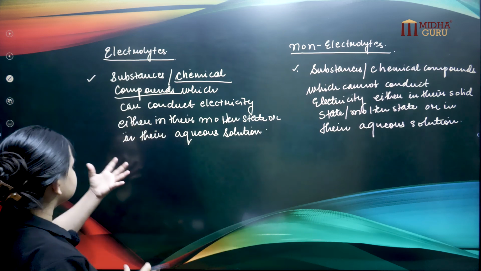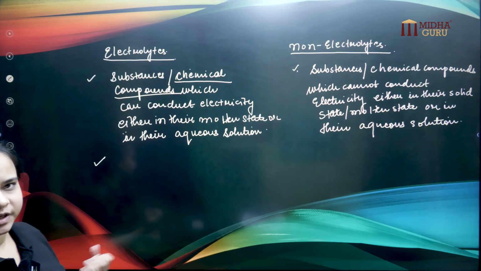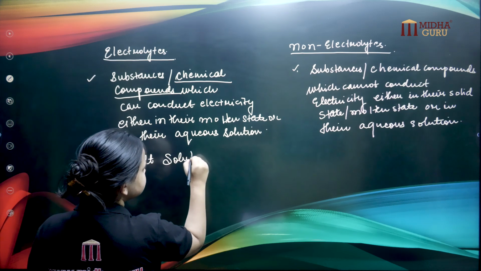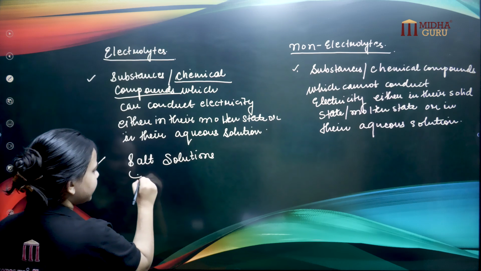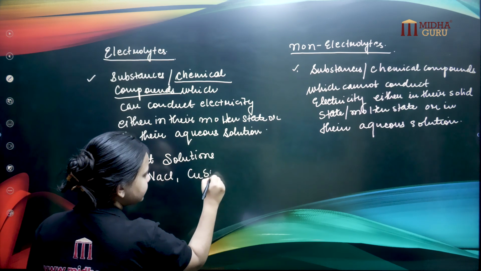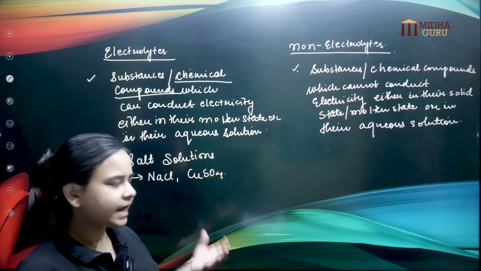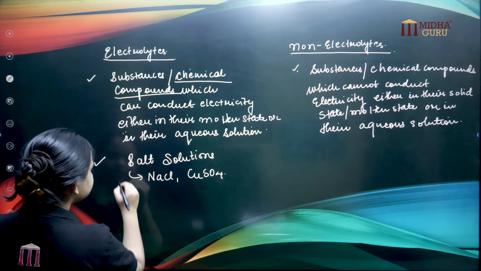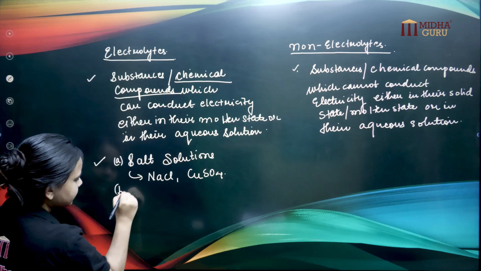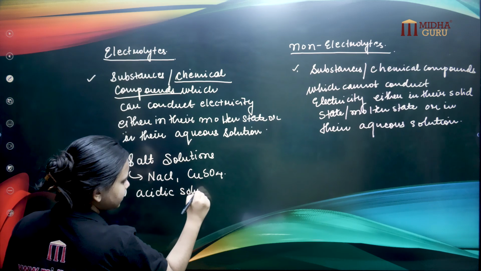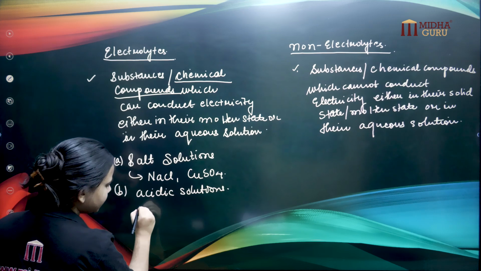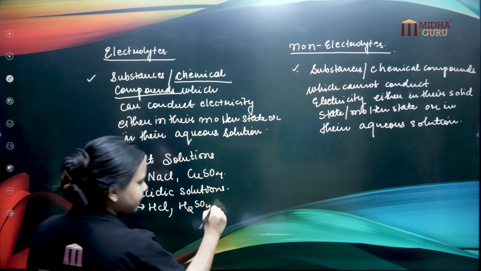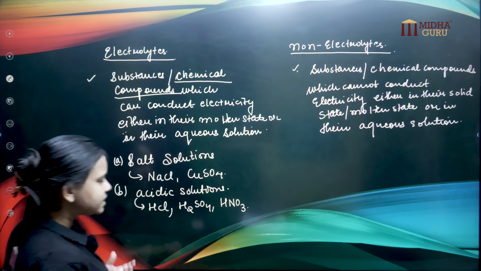Next, the prominent examples of electrolytes are salt solutions, such as NaCl, then copper sulfate. These salt solutions can conduct electricity and get dissociated. We will be discussing the dissociation part later on in this chapter. Next, we can see the acids, the acidic solutions, such as HCl solution, sulfuric acid solution, then nitric acid solution. So these can conduct electricity.